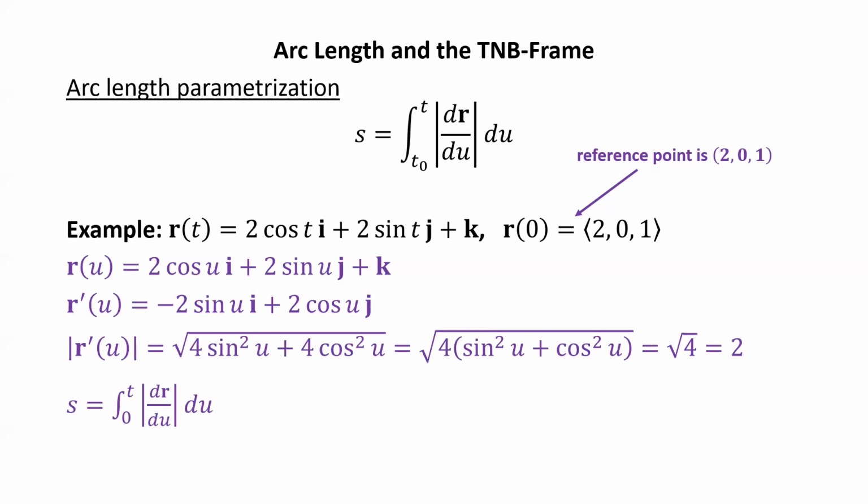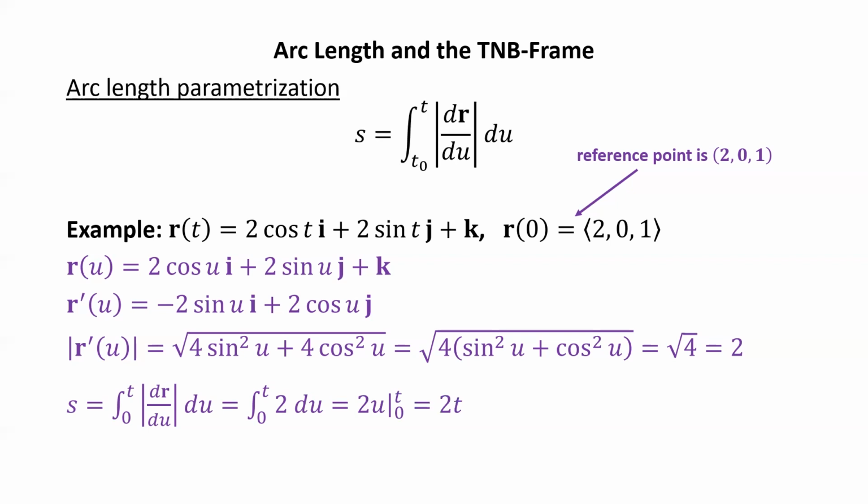So s is the integral from 0, right? That's the t value corresponding to the reference point, up to t of the length of dr/du. And we just found the length of dr/du, or the length of r prime of u, to be 2. So we get 2u from 0 to t, which is just 2t.